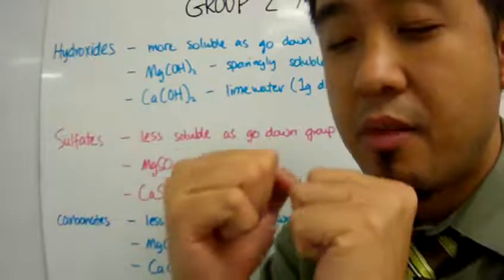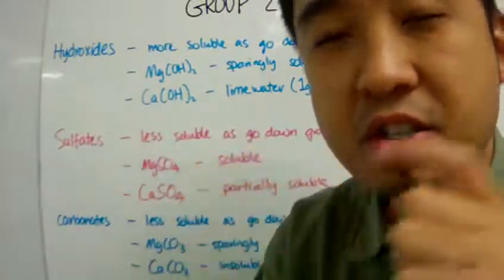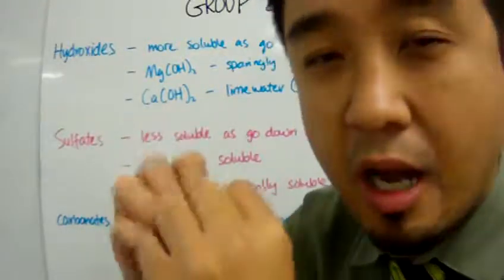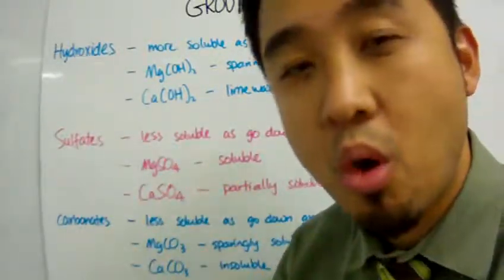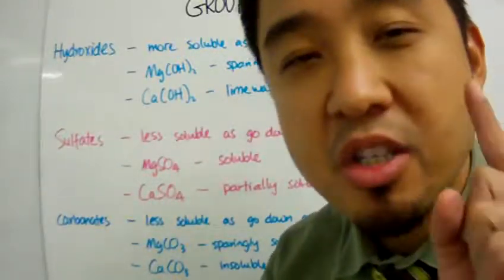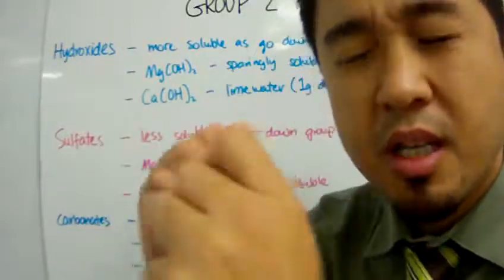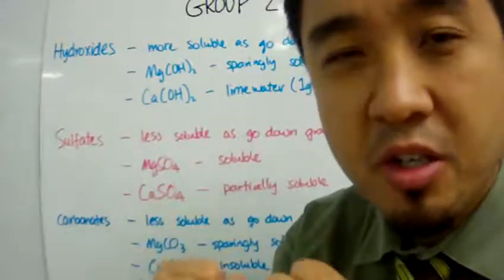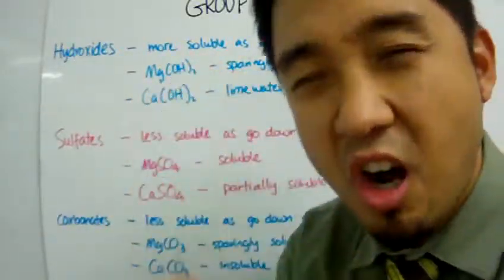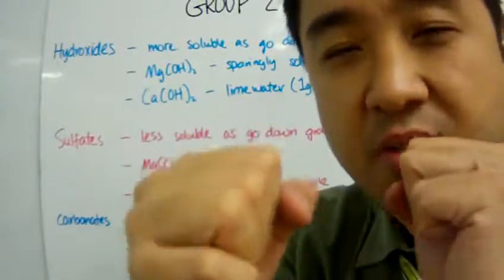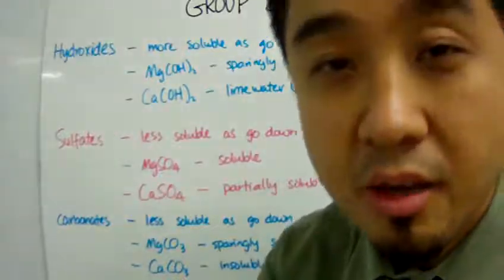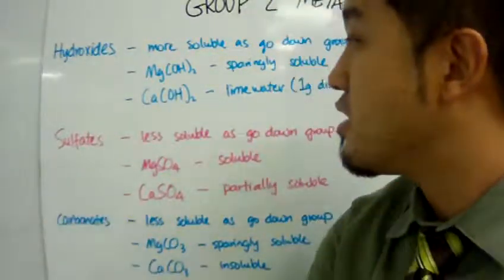Now, if the forces that bind those ions together are stronger than the forces of attraction between the water molecules and the ions, the salt compound will remain insoluble. But if the forces of attraction between the water molecules and the salt ions are stronger than the forces of attraction between the alternating positive and negative ions in the lattice structure, then you will get a dissolved solution. That's right.